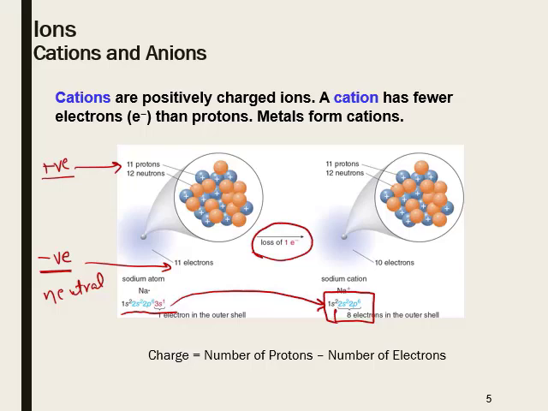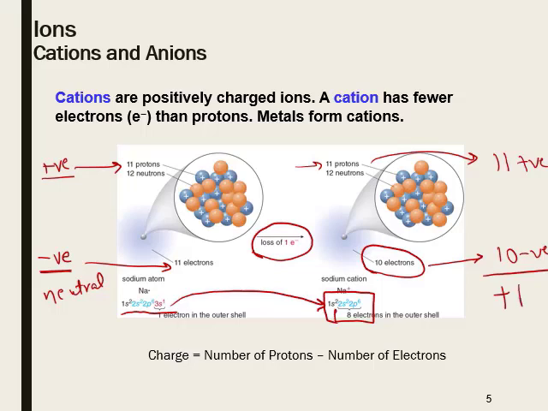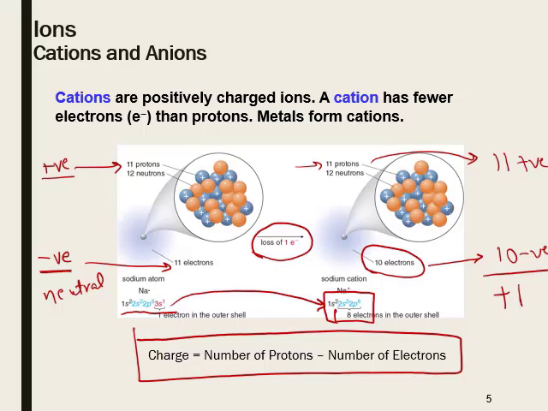Now when it loses an electron, sodium now has only 10 leftover electrons, but nothing changes in terms of protons. So it still has 11 protons. It means there are still 11 positive charges, but because we lost one electron, now there are only 10 negative charges. Because of the mismatch of total number of positives and negatives, this makes sodium atom not neutral anymore. In fact, in this case, the total charge is 1 positive.